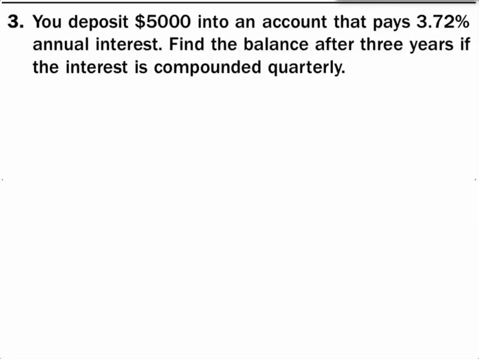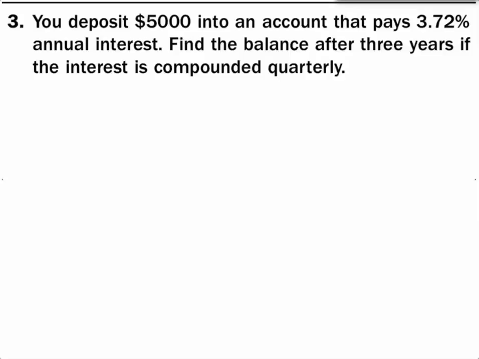Number 3 on this checkpoint is a little bit more involved, but it's actually much more valuable. We need to read this information and then get the right variables assigned with the information, and then use that general compound interest formula. It says you deposit $5,000 into an account that pays 3.72% annual interest. Find the balance after 3 years if your interest is compounded quarterly.